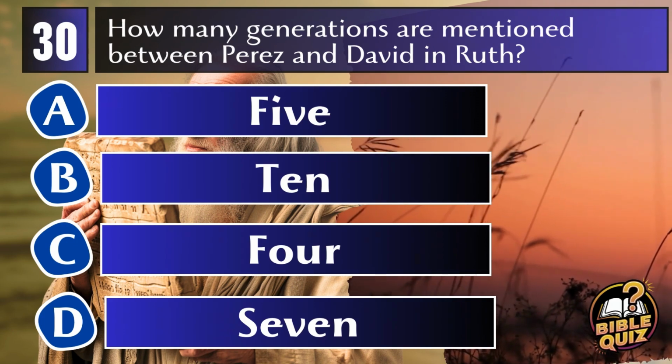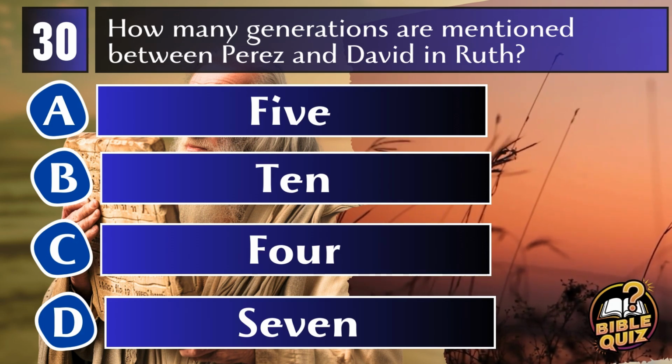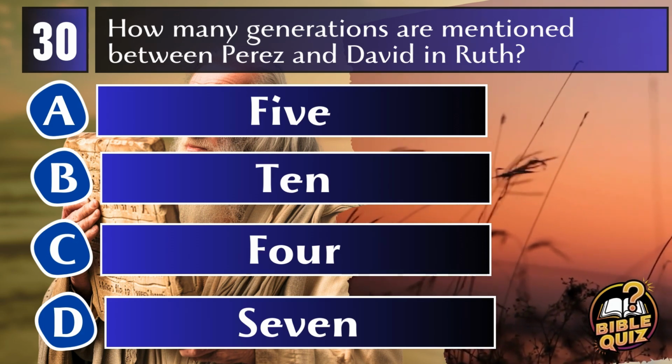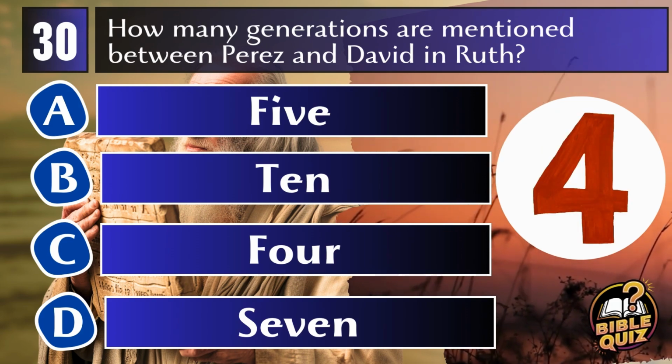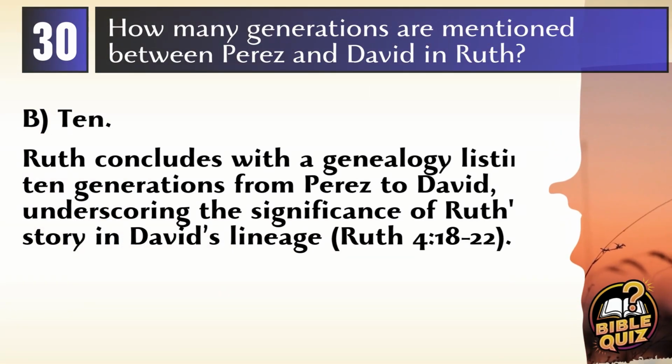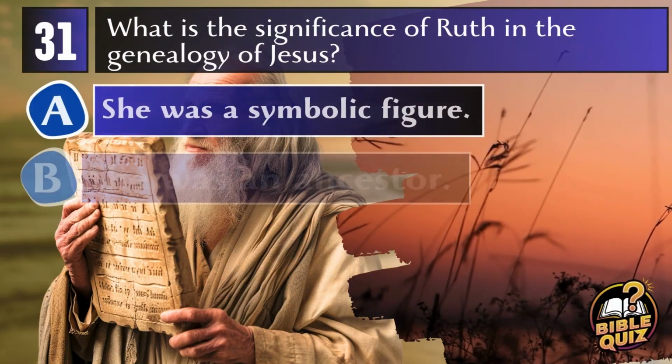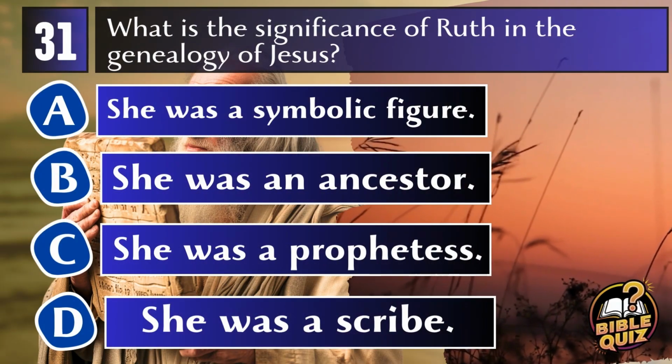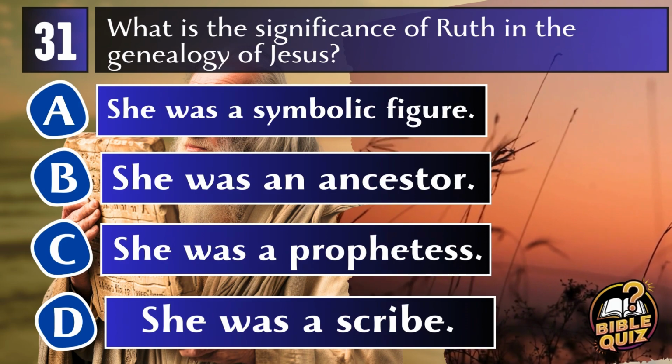A. 5. B. 10. C. 4. D. 7. Answer. B. 10. The Book of Ruth concludes with a genealogy listing 10 generations from Perez to David, highlighting the divine and historical significance of Ruth's story within the lineage leading to David. Ruth 4:18-22. Question 31. What is the significance of Ruth in the genealogy of Jesus?